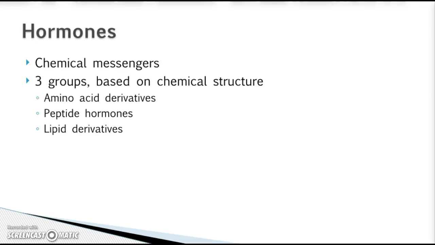Hormones can be placed into three different groups based on their chemical structure: amino acid derivatives, peptide hormones, and lipid derivatives. Recall that amino acids are the building blocks of proteins, and a small protein is called a peptide. The bond between amino acids is called a peptide bond.